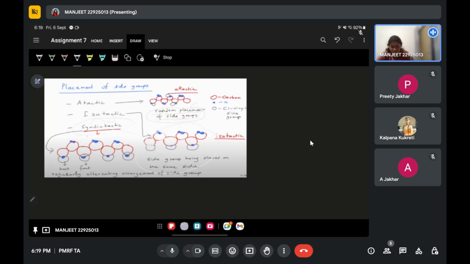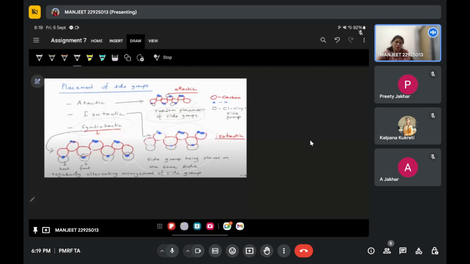But if I talk about the syndiotactic, you can see here the vinyl side group is at the back, and here the vinyl side group is at the front side. They alternate regularly: the first is at the back, the next in the front, the third again at the back, and the fourth at the front side. Same for the hydrogen: first in the front, then back, then front, then back.